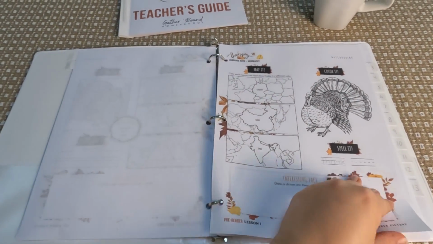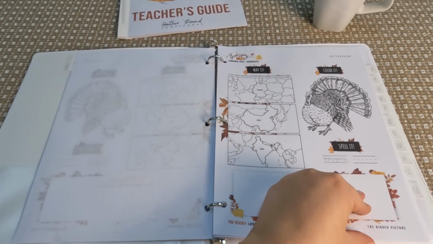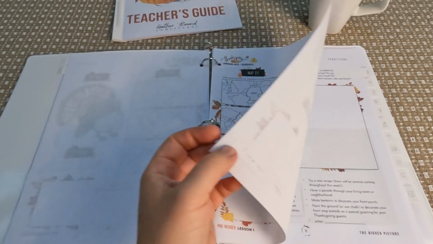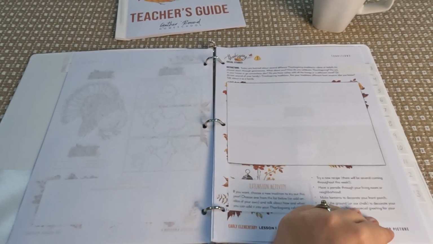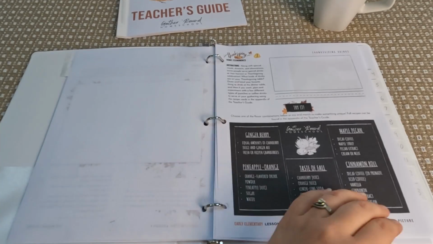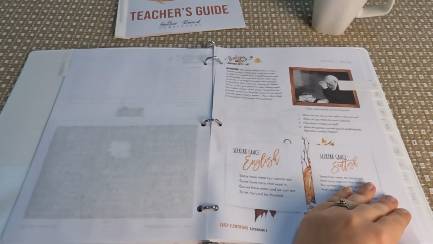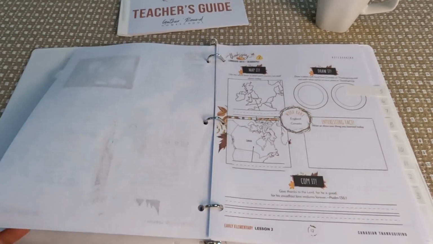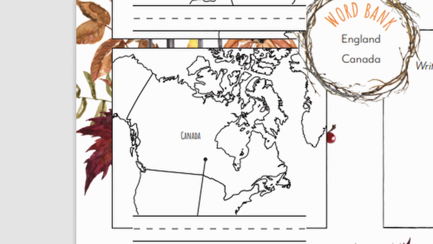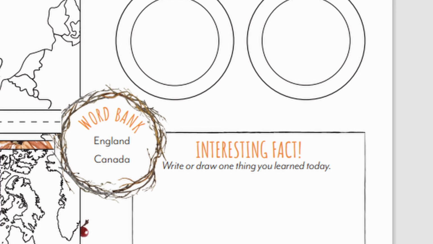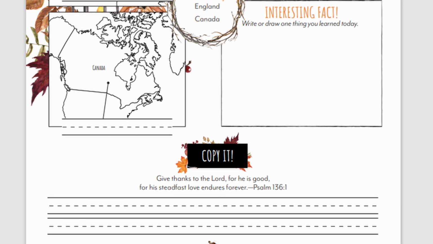Right in here is how we are going to go about these. And then on day 3, we'll continue on with the next thing that is suggested to do. Day 4 is a prayer and talking about what is meant by that. Day 5 here, again, we're mapping England and Canada. We're drawing something that might be on the plate in a Canadian Thanksgiving, interesting facts. We're doing our copy work.